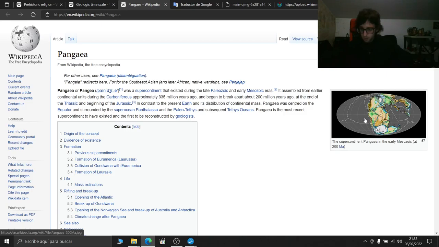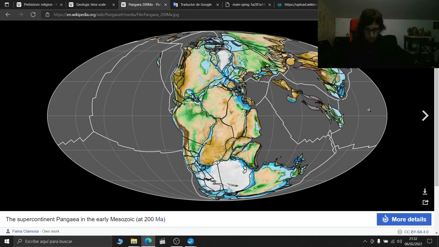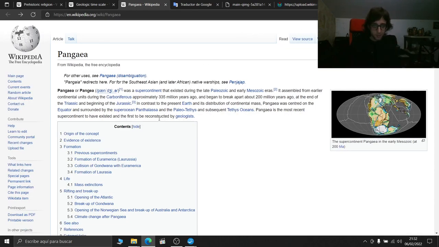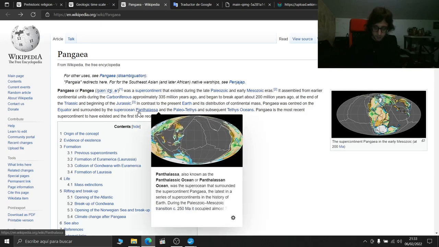The supercontinent Pangaea in the early Mesozoic. Pangaea was a continent that existed during the late Paleozoic and early Mesozoic eras. It assembled from earlier continental units during the Carboniferous and began to break up at the end of the Triassic and beginning of the Jurassic. In contrast to the present Earth, Pangaea was centered on the equator and surrounded by the super ocean Panthalassa.